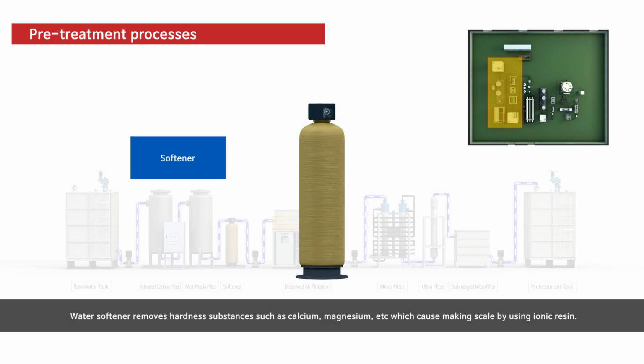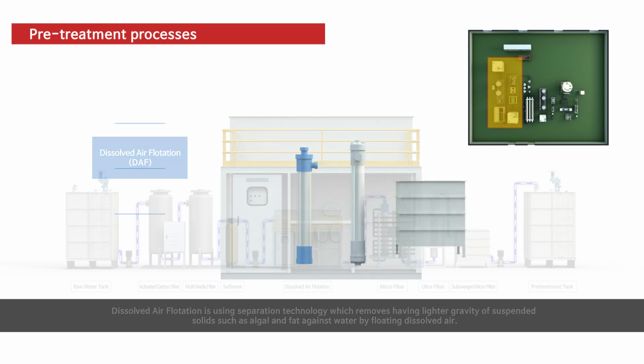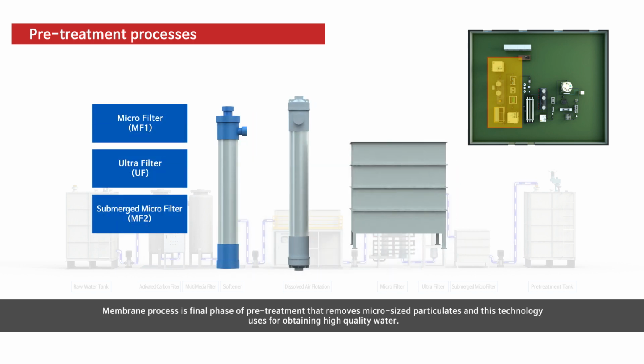Water softener has a removal process of hardness substances such as calcium, magnesium, etc., which cause scale, by using ionic resin. Dissolved air flotation has a removal process of non-biodegradable substances like algae by deploying microbubbles and coagulants in water. The membrane process, which is the final stage of pre-treatment, produces high-quality water, having removal technology of micro-sized particulates.